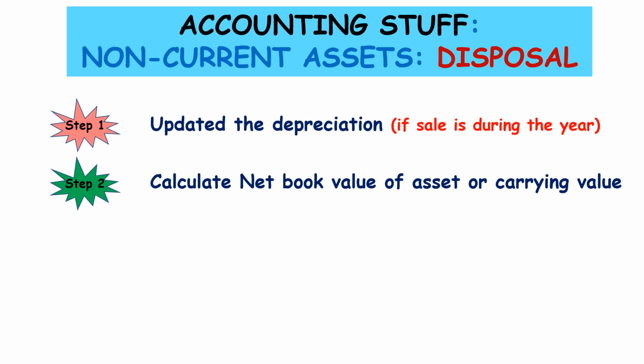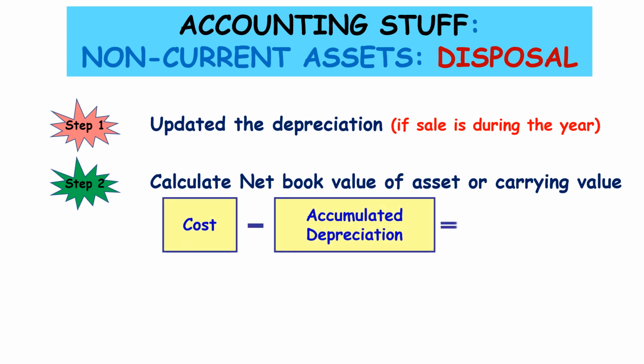Now this is the most important step, and this is where we are going to spend most of our time. Net book value of the asset or carrying value of the asset is the same thing, which is calculated by taking the cost of the asset minus the accumulated depreciation. Again, cost of the asset is generally known, and in the question it will be given to you. Accumulated depreciation you need to calculate. And accumulated depreciation means the total depreciation for that asset from the purchase date up to the sale date.